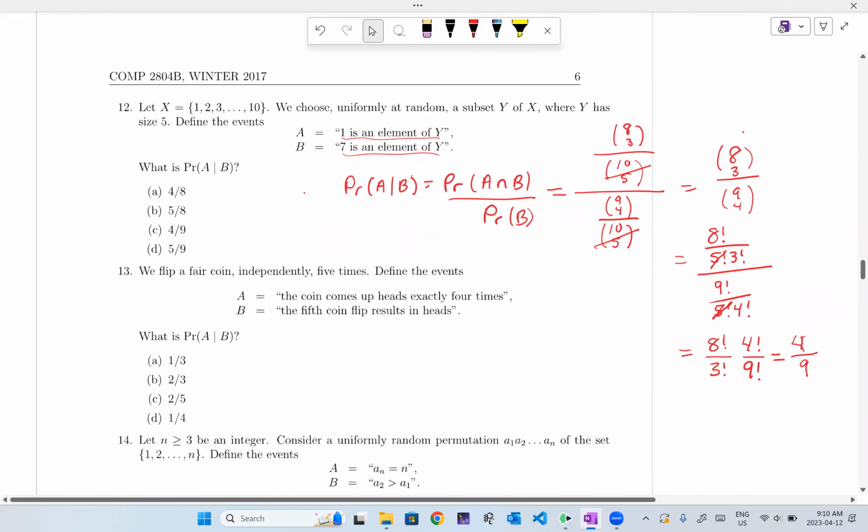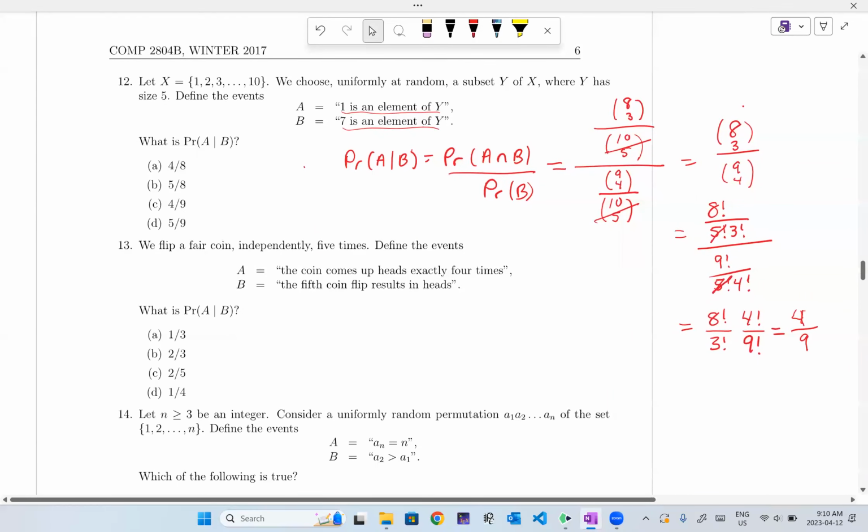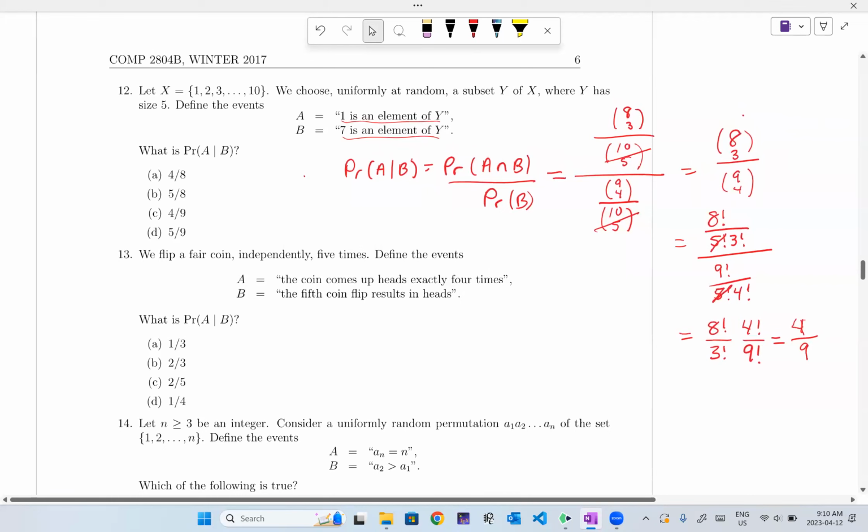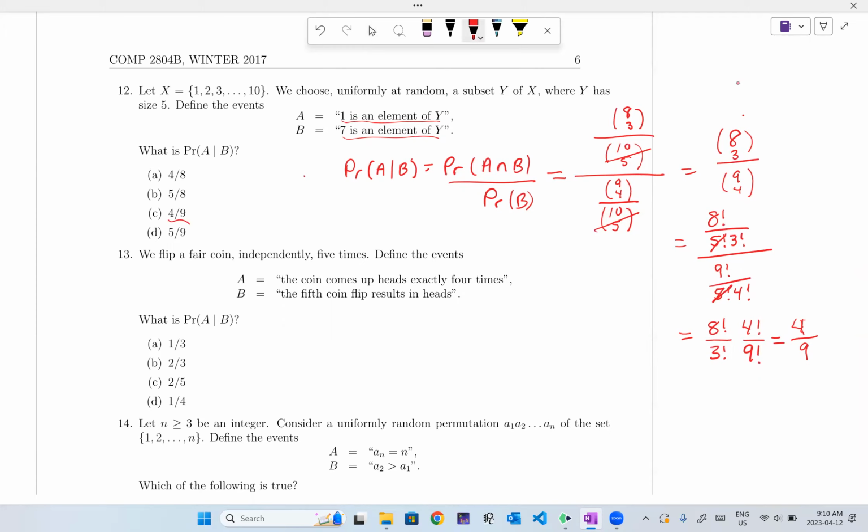Is that one of them? No, that's a bummer. Did I do that right? Oh, sorry, I'm looking at the wrong answers. Yeah, 4/9 is C. I was looking at the answers to 13. Okay, good. So yeah, 4/9. But if you have a calculator, of course, at this point, you're basically done.